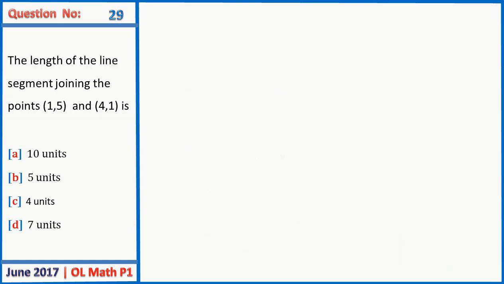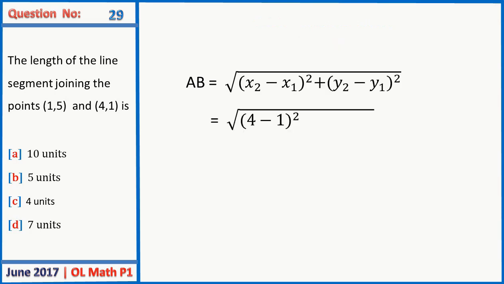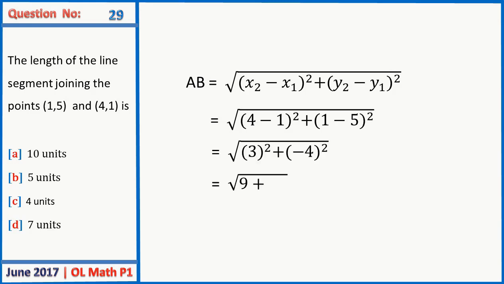Alright, question number 29. The length of the line segment joining the points (1, 5) and (4, 1) is. This is coordinate geometry, and the length of the line segment is given by the square root of (x2 minus x1) squared plus (y2 minus y1) squared. This gives us 4 minus 1 squared plus 1 minus 5 all squared. This gives the square root of 25, which is 5. So the length is 5 units, B.